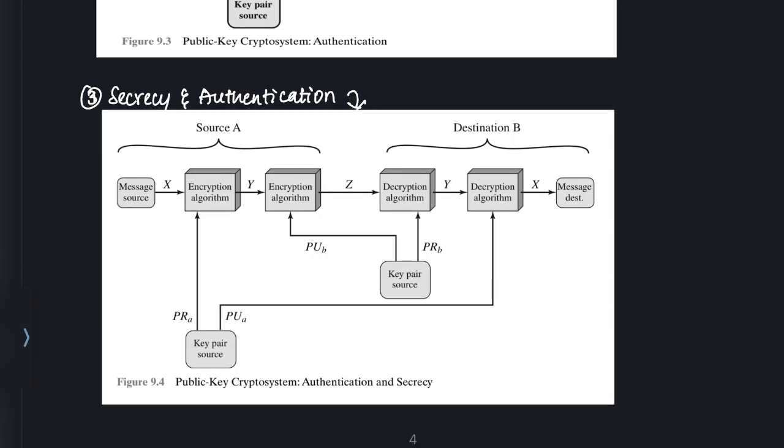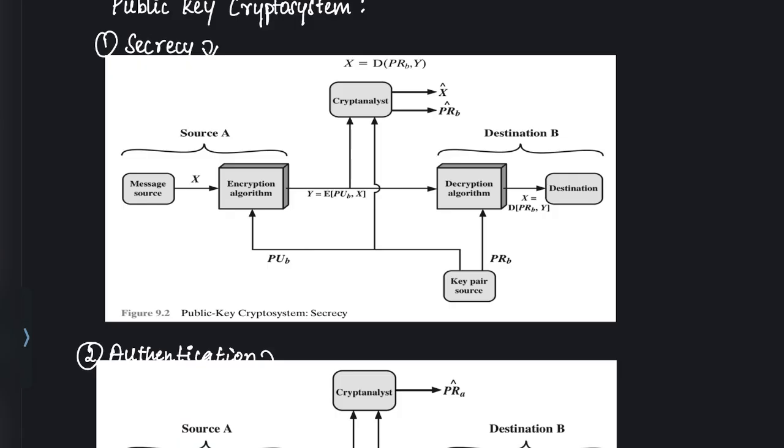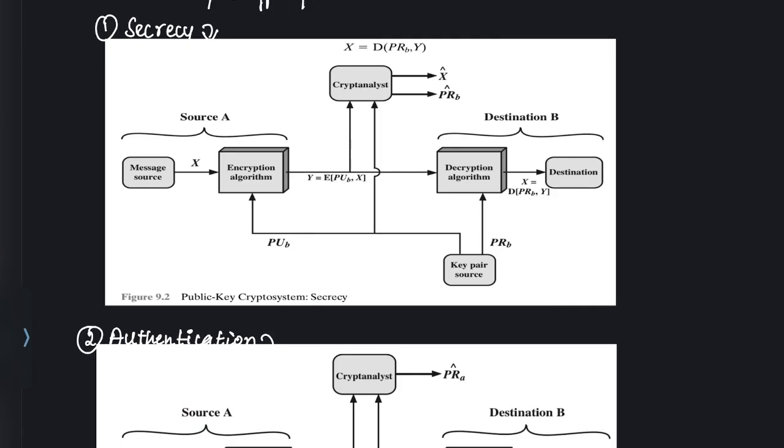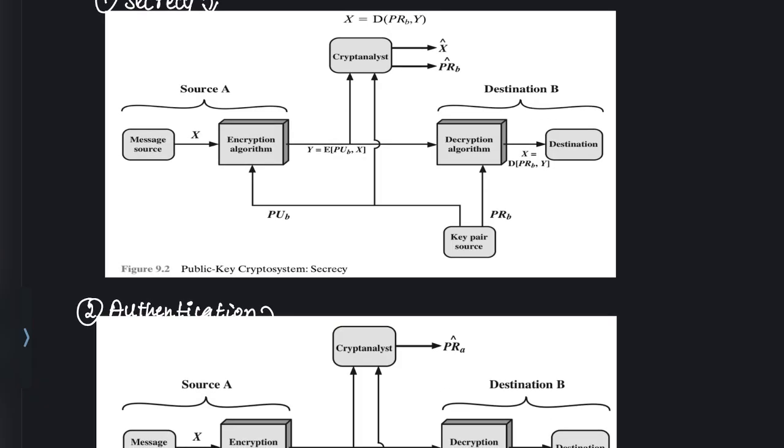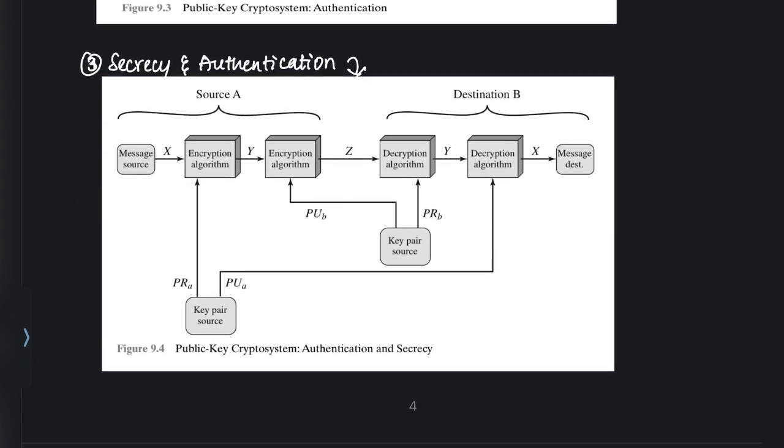So secrecy will make sure that only the intended recipient can read the message, but there is leverage of the recipient's public key for encryption. Then we have authentication, which will guarantee the message's origin and integrity by encrypting with the sender's private key. Then authenticity and secrecy is this, which we have discussed now.